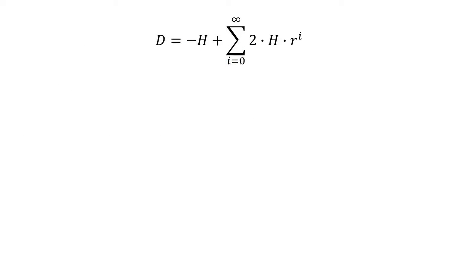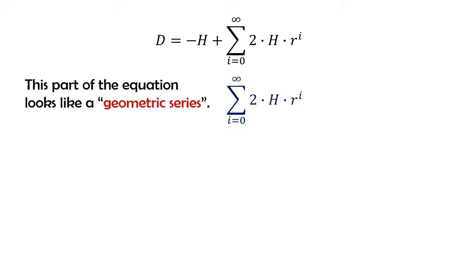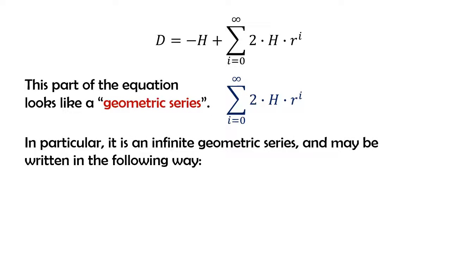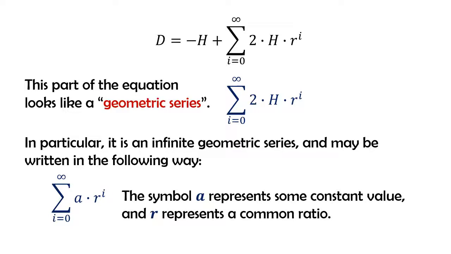So let's just concentrate on this part for just a moment. When mathematicians look at that, they say, oh, this looks like what's called a geometric series. And a geometric series can be written as this. The summation from 0 to infinity of a times r to the i power. In this case, a represents some constant value, something that does not change. And then it's multiplied by some common ratio raised to some power, and that power is the thing that is changing within the summation. So this is called a geometric series.